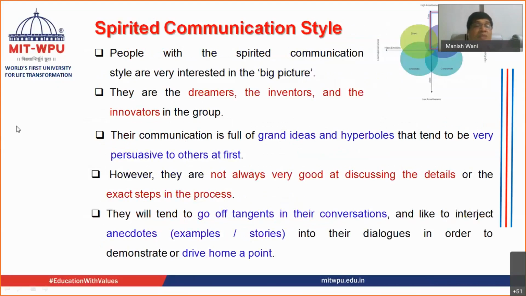Okay. Now the second type of communication is spirited. What you have seen earlier were all about the direct communication style. Now the second type of communication style is the spirited communication style. Okay. In the spirited communication style, it lies in this quadrant. If you see over here, this is the quadrant in which it is lying. So the person is high on assertiveness as well as high on emotions also. He is the person with emotions. Okay. Got it?